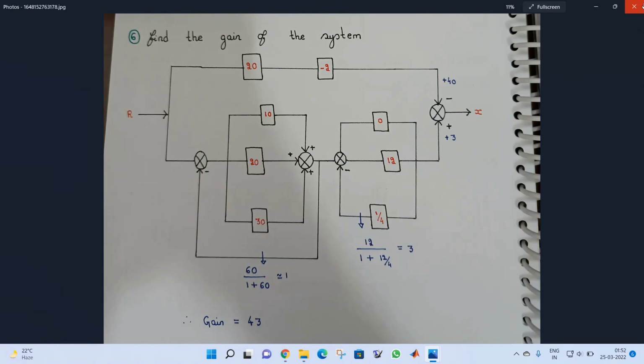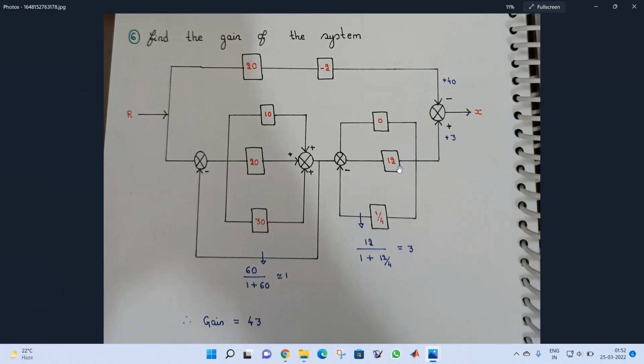For this block diagram, we need to find the overall gain, output by input. First I have solved this one. I have here 20 plus 10 plus 30, 60. These are in parallel, so I have done the sum, 60. Then we have the overall loop: 1 minus, already we have minus, minus into minus plus 60. So 60 divided by 61. Approximately the value will be 1.